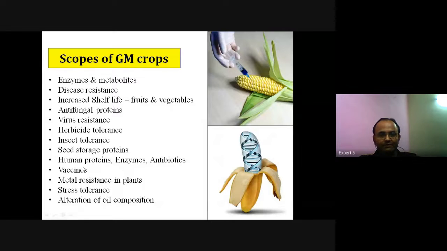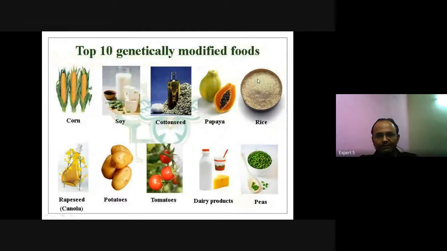In the case of vaccines, an example is edible vaccines. Edible vaccine is a form of genetically modified crop, and these edible vaccines can immunize, having the immunization property against a particular antigen. Genetically modified crops are also produced for stress tolerance capacity. So these are some particular scopes for which genetically modified crops can be developed. These are the top 10 genetically modified foods, such as genetically modified corn, soy, cottonseed, papaya, rice, etc.